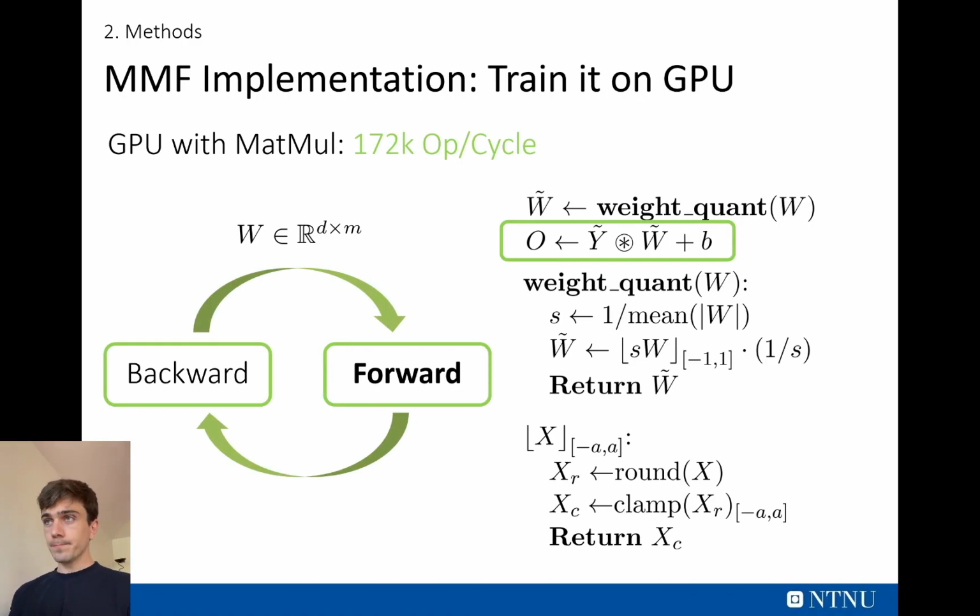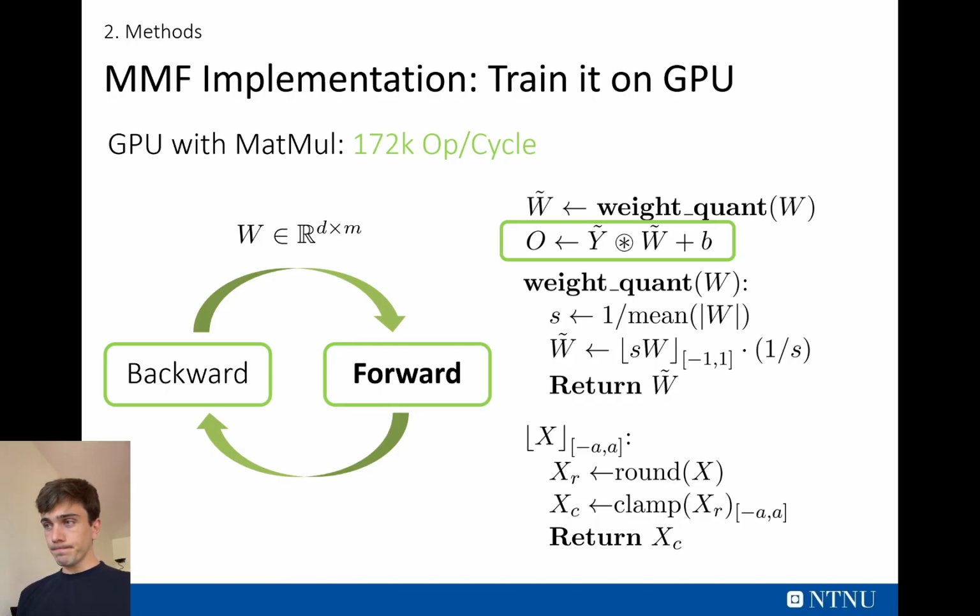But then for training, the matmul-free model can be trained on a GPU. So here we have this very good hardware which already exists, which is the GPU, which is capable of doing 172K operations per cycle. It's a good idea to use it, right? You have this computing capability, so let's use it for training. If we don't use it, then the training is gonna be so much slower, so why not use it?